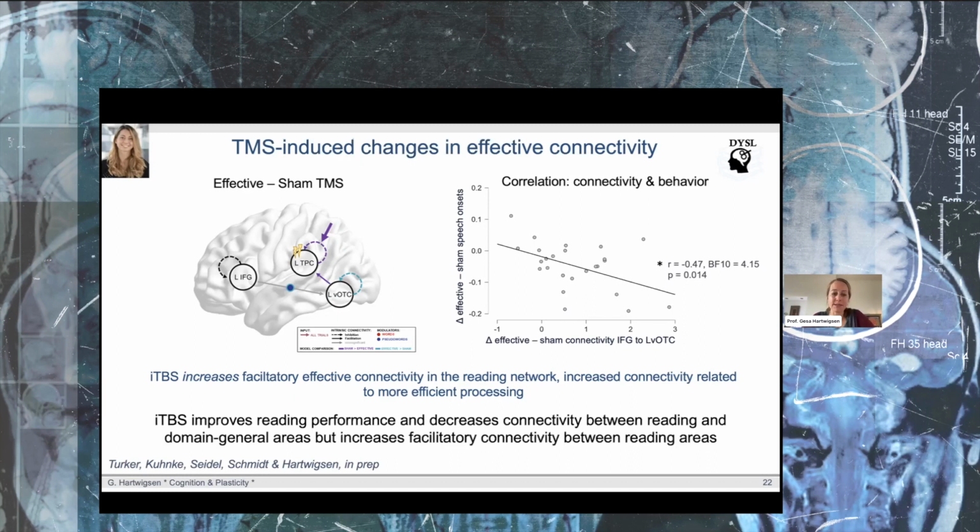So it seems that iTBS improves reading performance and decreases connectivity between reading and domain general areas, but increases facilitatory connectivity inside the reading network. This may indicate that the way TMS works and improves reading here is by increasing the connectivity inside the specialized network and decreasing the contribution between reading and more domain general regions.